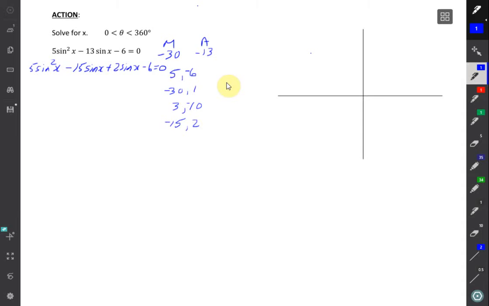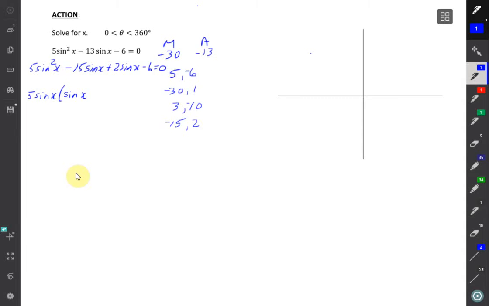Now I want a common factor between both pairs. So this first pair, a 5 will come out and a sine x. Inside the bracket, that leaves me with a sine x. Sine x times sine x is sine x squared, and then 1 times 5 is 5. That gives us that first term.